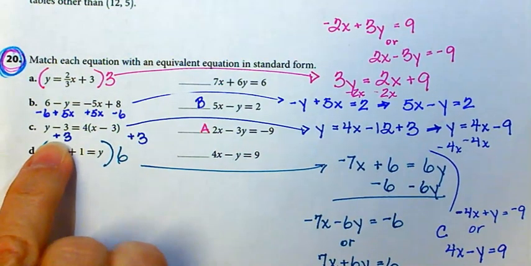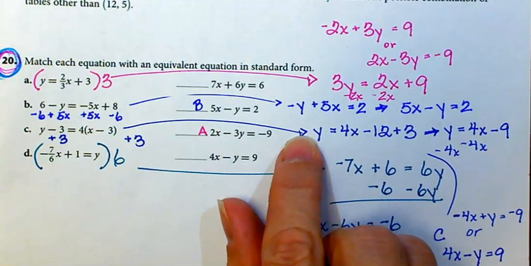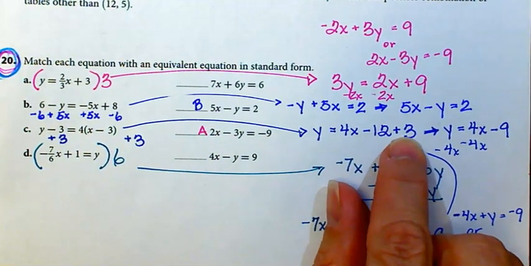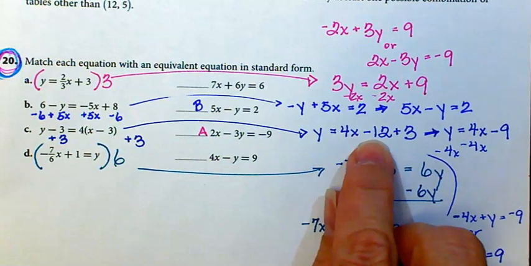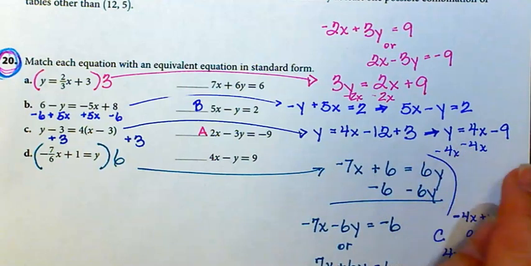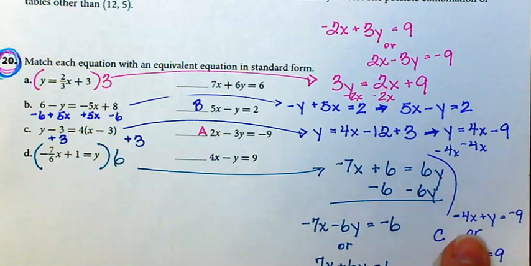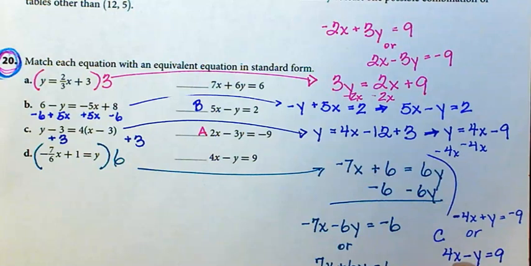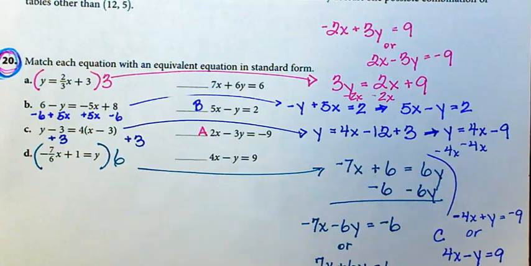C, what I did is I added 3 to both sides. Then I went over here because I ran out of room. So there's my 3 that I added to both sides. And this is 4x minus 12. This is after I do the distribution. I get y equals 4x minus 9. And then I need to move the 4x. So I wind up with either negative 4x plus y is negative 9, or 4x minus y is positive 9. So that one matches with this, and that is C.